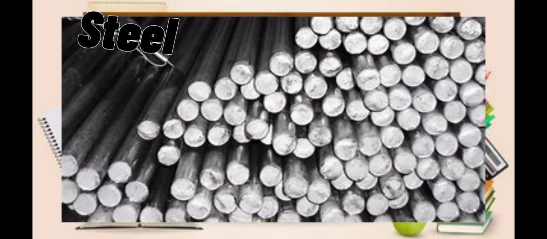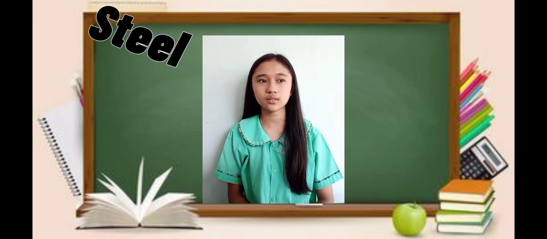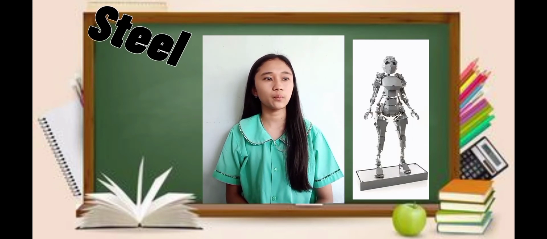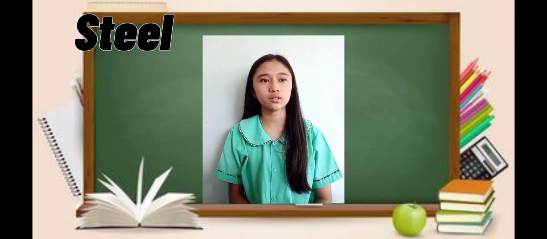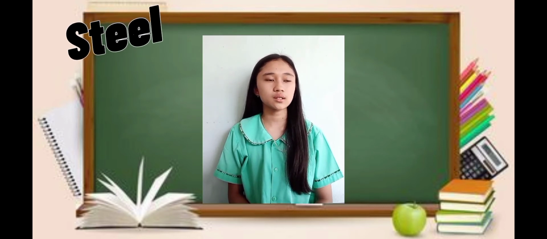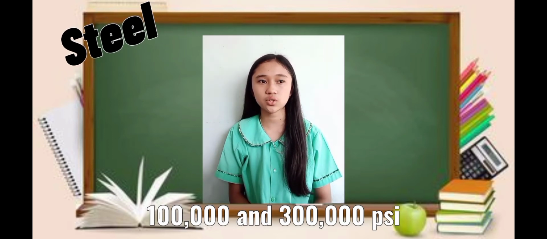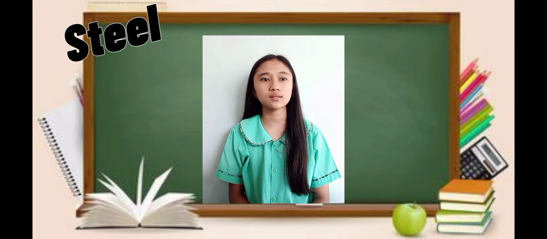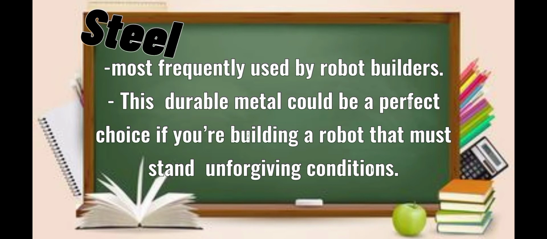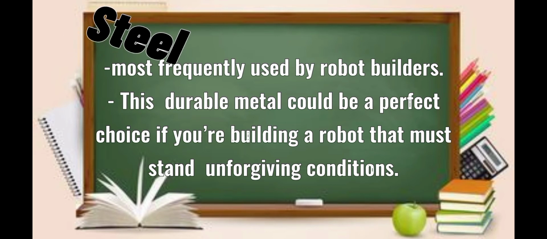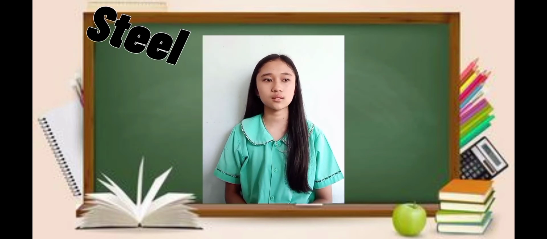And the last one, steel. Steel is one of the materials utilized most frequently by robot builders. This durable metal could be a perfect choice if you're building a robot that must stand unforgiving conditions. It's possible to harden steel to between 100,000 and 300,000 pound-force per square inch, or psi, in numerous cases. If you plan to harden the steel, look for some with high carbon content. More often than not, the more carbon atoms steel contains, the stronger it becomes through heat treatments.